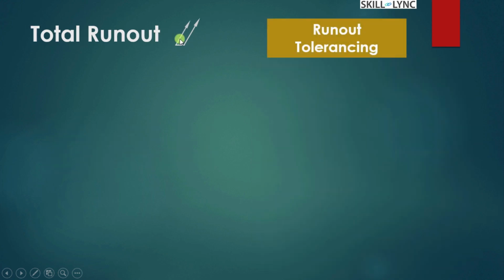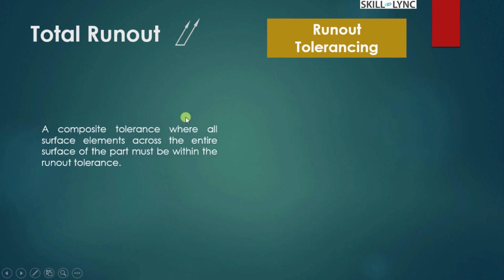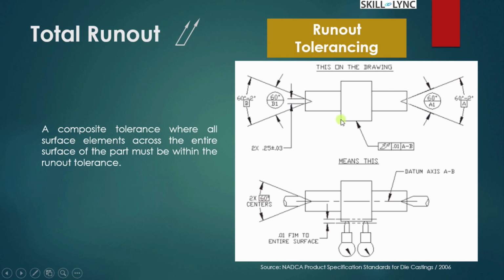Then we have a total runout. Here we have one more addition to the circular runout. It's again a composite tolerance, wherein the entire surface elements are mapped within that runout zone. If we apply it to this full zone, it means that you are running this dial gauge onto the surface along this entire length of the feature. So this entire zone at all the points should lie within this 0.01 dimension tolerance. So this is your runout tolerancing.